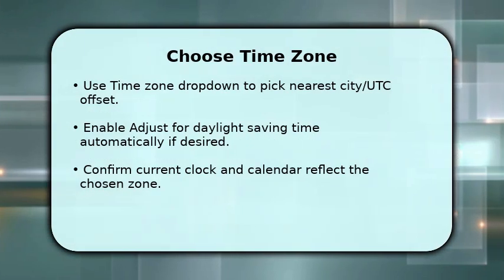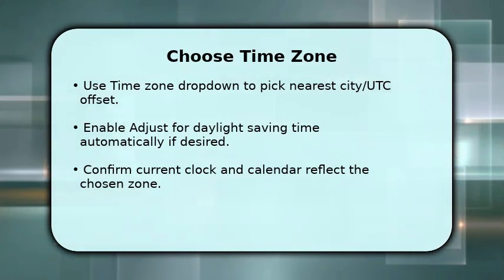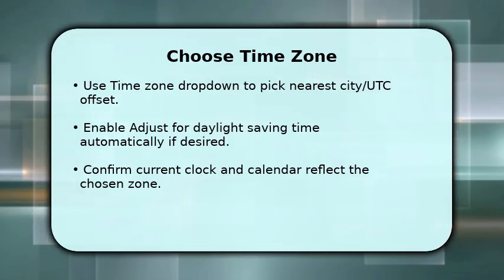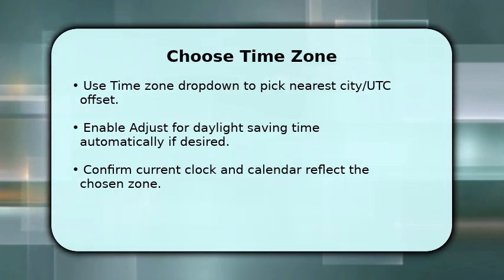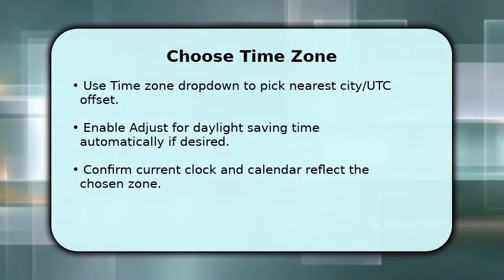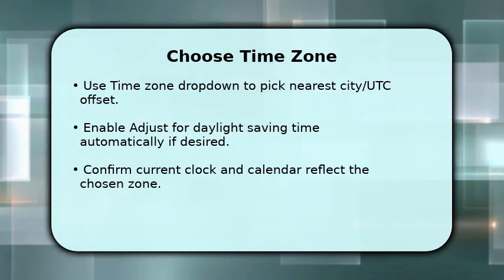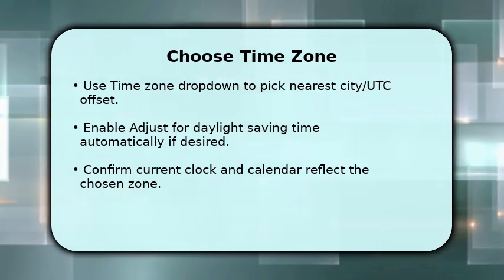Next, use the time zone dropdown to select the correct zone. Choose the nearest major city or the correct UTC offset to match local time. You should enable Adjust for Daylight Saving Time automatically if your region observes DST. This keeps the clock correct through seasonal changes.